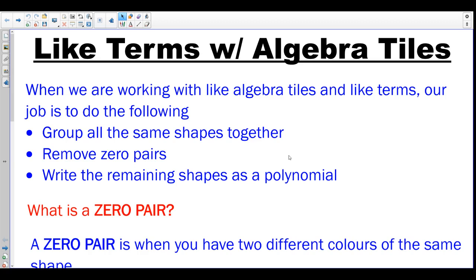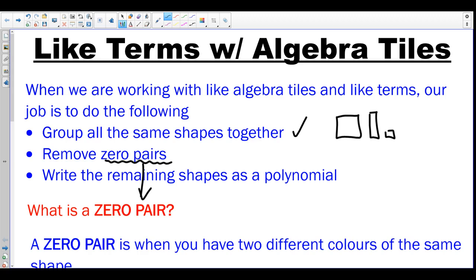So when we are working with algebra tiles and we're doing like terms, here's what we're going to do. First, we're going to group all the same shapes together. So what kind of shapes do we have? We're going to have big squares, rectangles, and little squares. We're going to put all the big squares together, all the rectangles together, and all the little squares together. And then we're going to remove zero pairs. We're going to talk a little bit more about that in just a second.